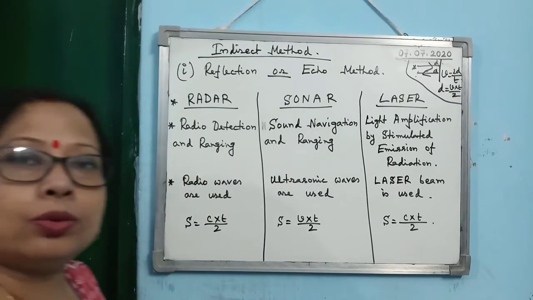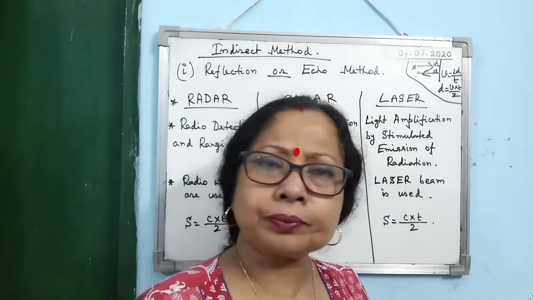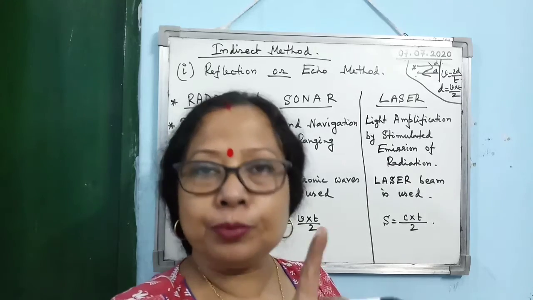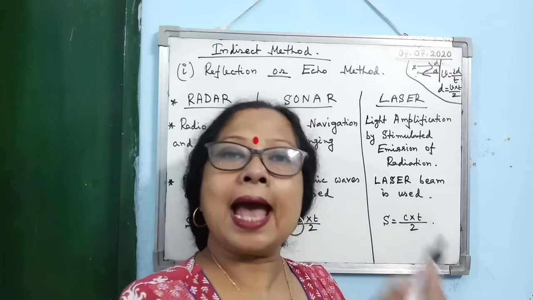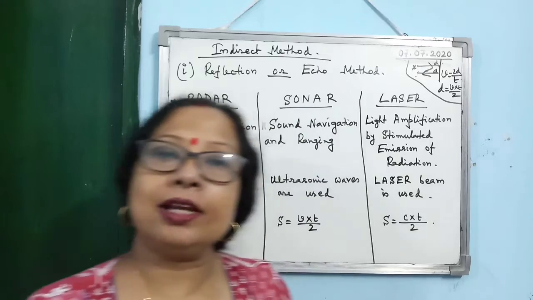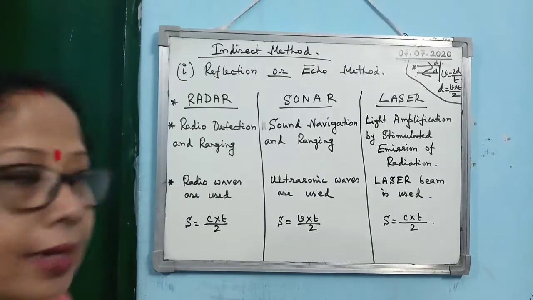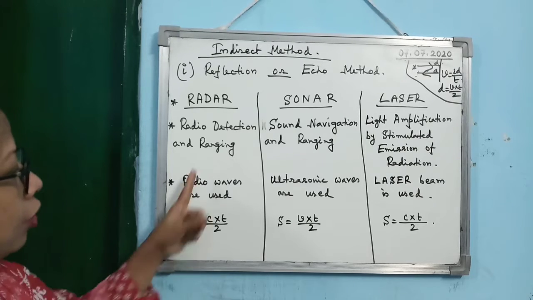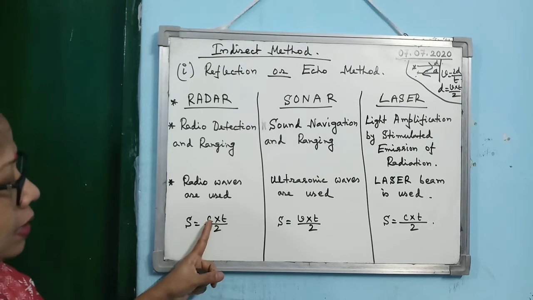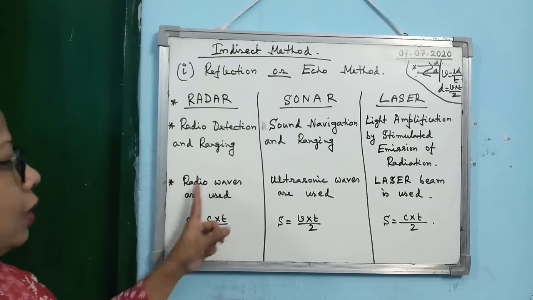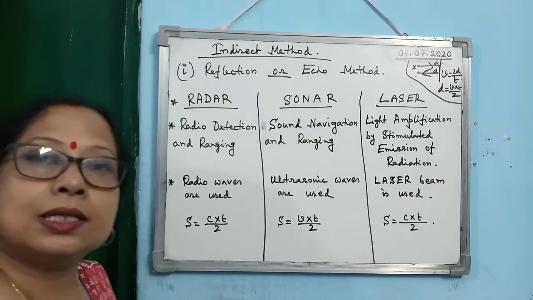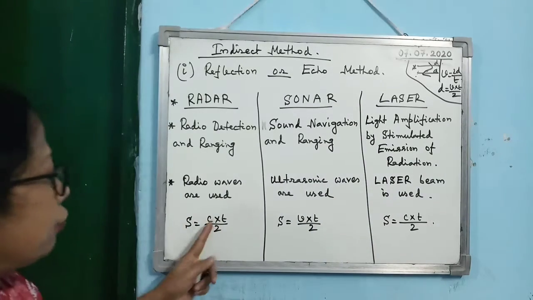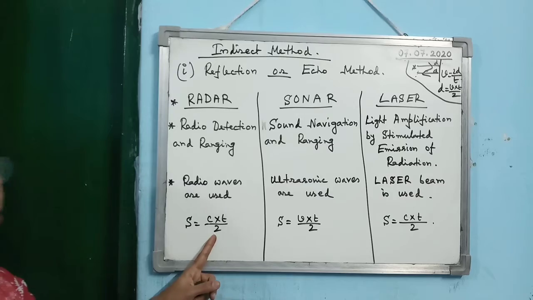From the ground we send the radio wave up, and it strikes the object whose height we want to measure, then gets reflected and the reflected wave is received. Then the time gap is measured and we use the formula. The height of the flying object is given by c into t by 2, because a radio wave moves with a velocity equal to the speed of light in air or vacuum. That's why I have used S is equal to c into t by 2.